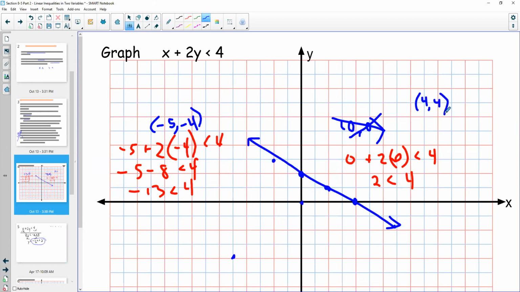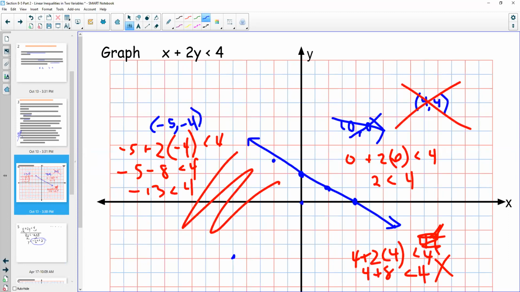Let's see if that works. So if x is 4, oops, that's a plus. 4 plus 2 times 4 is less than 4? Definitely not. This is 4 plus 8, it's 12. 12 is definitely not less than 4. So this side doesn't work. This side does. Here is where we shade. And when you shade, you just color, basically.